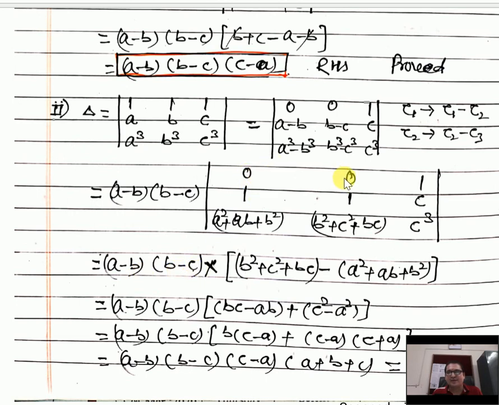Now look here, two elements of R1 are 0. So take the third element of R1, which is 1. It belongs to R1 and C3, so you have to cover C3 and R1. So you will get this: multiply 1 with b square plus c square plus bc, and minus a square plus ab plus b square. Simplify it, expand it, take b common, c minus a common, and you will get a. So this is the right hand side, hence proved.